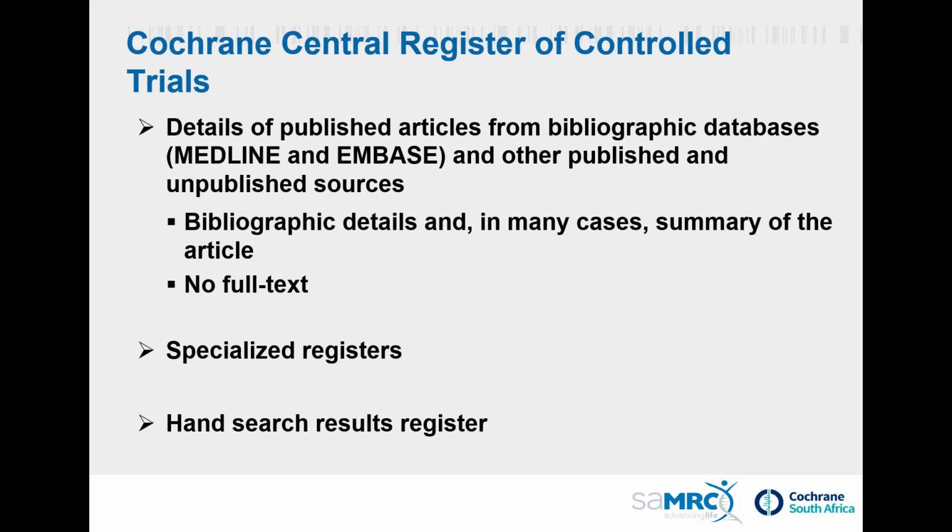Also part of this register is the specialized registers of each of the Cochrane review groups. A review group will gather trials related specifically to their topic of interest, and this is then added to the central register. They may also collect information that is not directly relevant to their topic of research, and they will add that as hand search results to their specialized register, which then also moves into the Cochrane Register of Controlled Trials.